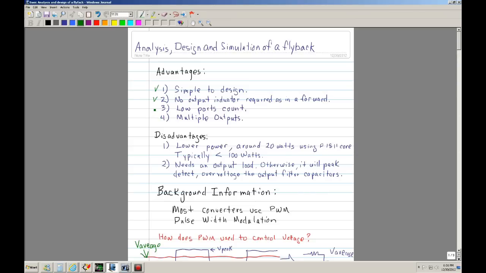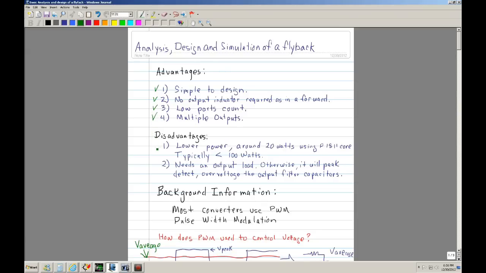Another reason I use a flyback is low parts count. Basically, you just need a transformer, which is the flyback, a MOSFET, a diode, a capacitor in your load, and basically a PWM. With flybacks, you can also wind multiple secondaries, so you can have multiple outputs.